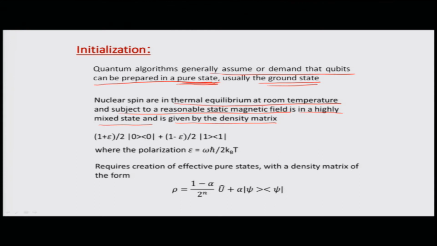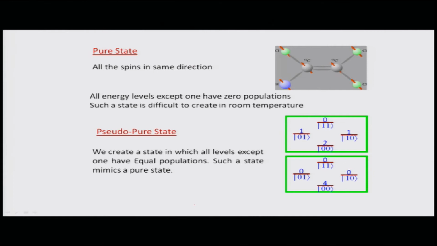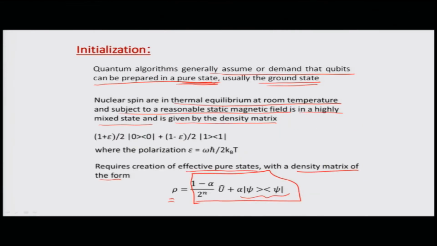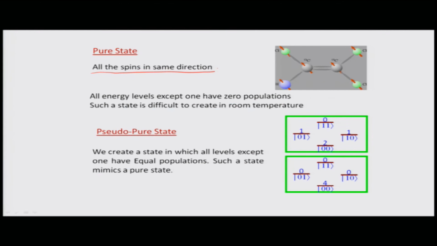And so it requires creation of effective pure states with a density matrix of the form of something like that, where it is not exactly that all of them are in the ground state, but it is done in such a way that they effectively are able to generate the same kind of result. So, in reality all the spins in the same direction is what a pure state is supposed to be. Essentially you want everything to be alpha, so that is sort of what you would be wanting.